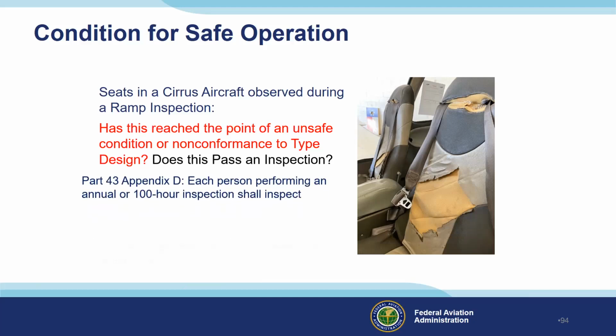Well, there's Part 43, Appendix D. There's what it says. Each person performing an annual or 100-hour inspection shall inspect seats and safety belts for poor condition and apparent defects. So this obviously fails, and it's not airworthy. This reminds me of the car that John Candy was driving.